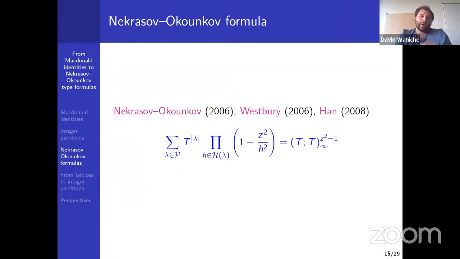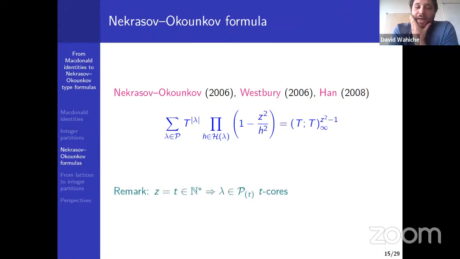Okay. So now I have introduced the Macdonald identities on the one hand, and integer partitions on the other hand, and now we can state the Nekrasov-Okounkov formula properly. Here P is the set of partitions, H of lambda is the multiset of hook lengths, and you have this product here, which is like the T-Pochhammer symbol. An important remark made by Han was that if you take z equal to t, an integer, then this product becomes 1 minus t divided by h squared. Whenever lambda has a box whose hook length is equal to t, this product actually cancels. So you have this natural filtration on t-cores when z is a strictly positive integer.